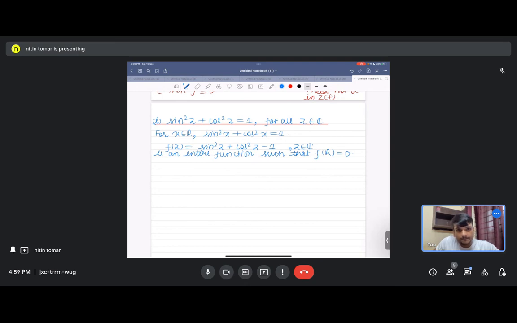So this is one entire function such that f on the real line is 0, right? Yes or no? Yes sir. So by the identity theorem, can I say f is 0? See, on a line it is 0, right? All of you, can I say this? f(z) is 0 for all z in C. Now what does it imply? That sine square z plus cos square z equals 1 for all z in C. Is this clear? Yes sir.